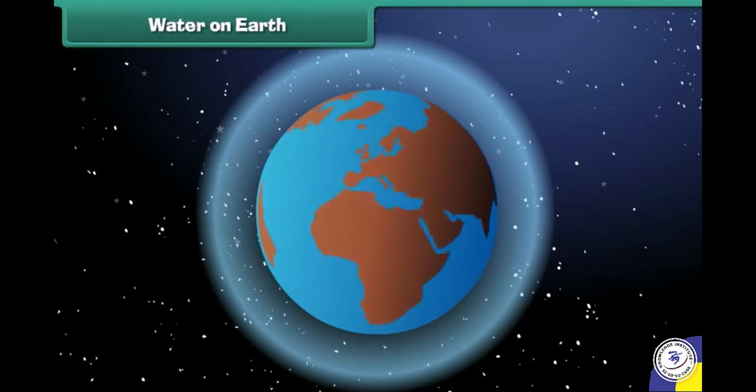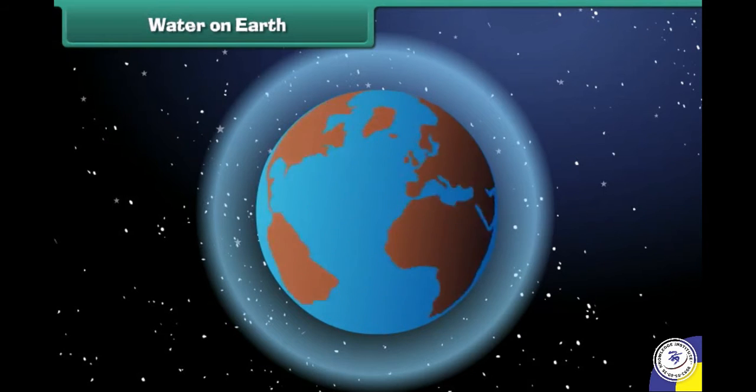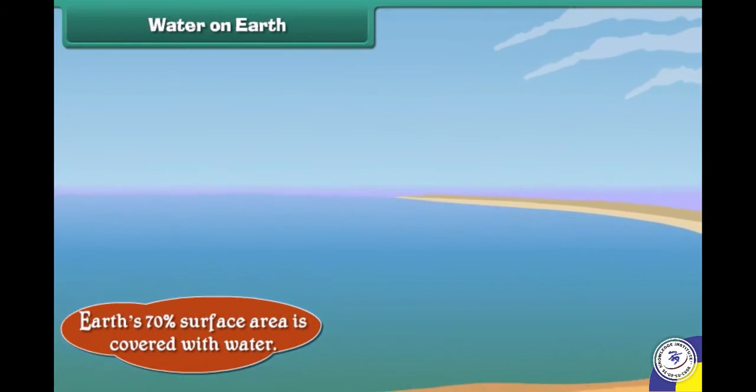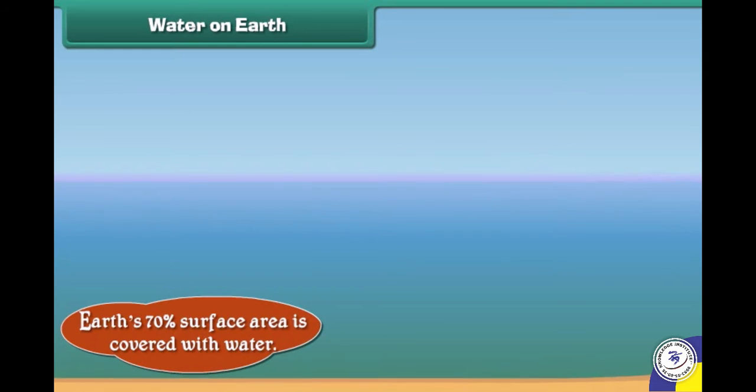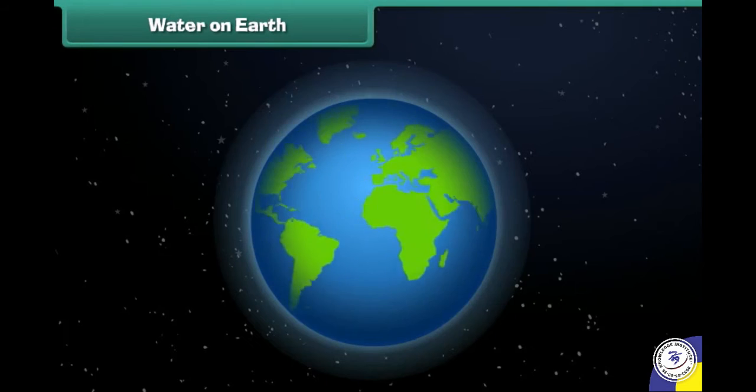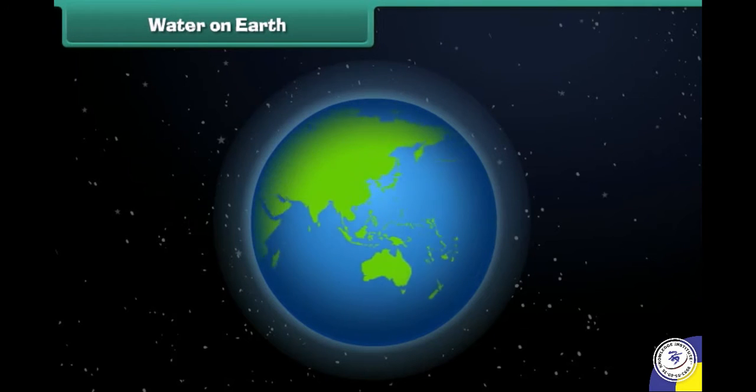Water is the most abundant substance present on the Earth. In fact, 70% of our Earth's surface area is covered with water. Do you know Earth is also called the blue planet because when seen from space, it appears blue due to water.